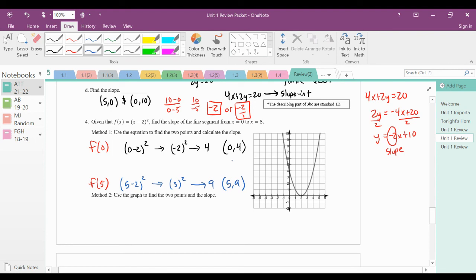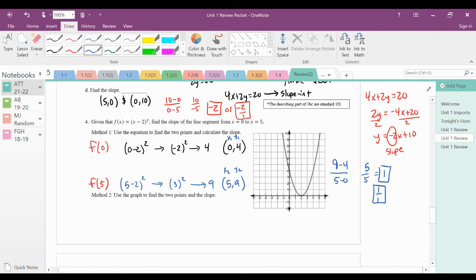Well, now I've got 2 points right here. I can simply find the slope between the 2 of them. I'm going to do that off to the right over here. Let's go x1, y1, x2, y2. 9 minus 4 over 5 minus 0 gives me a slope of 5 over 5, or 1. You could also write that as 1 over 1 if you would like.